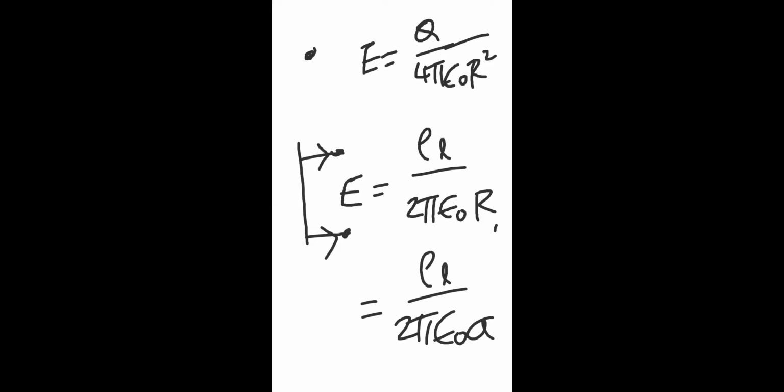Anyway, there is a regular procedure available in the notes. That also I will discuss. But you should know what our final answer is: rho L divided by 2 pi epsilon naught A.